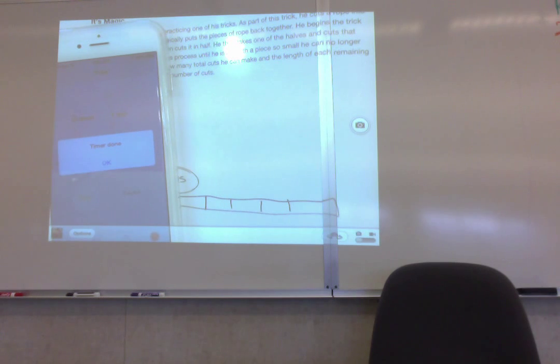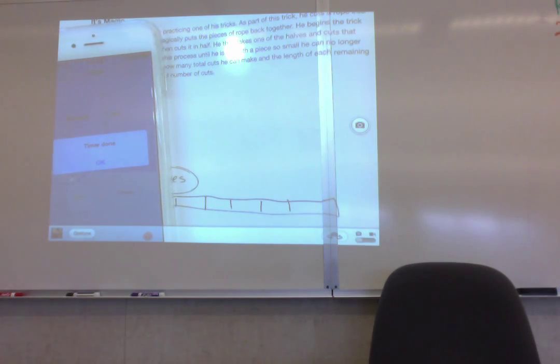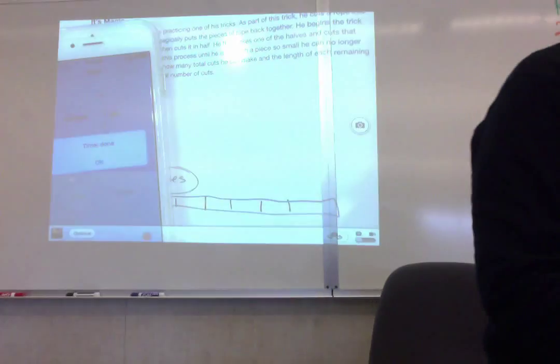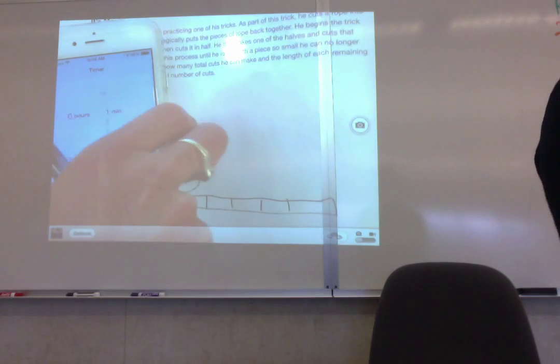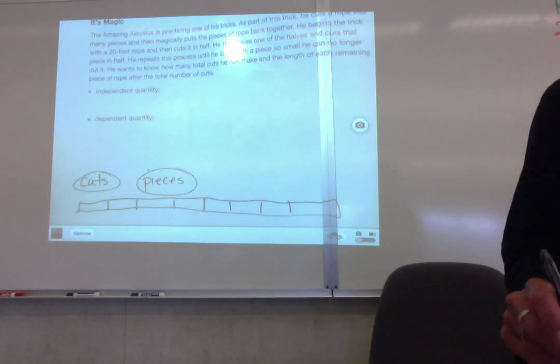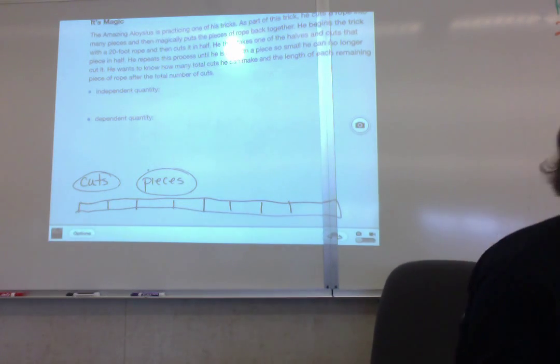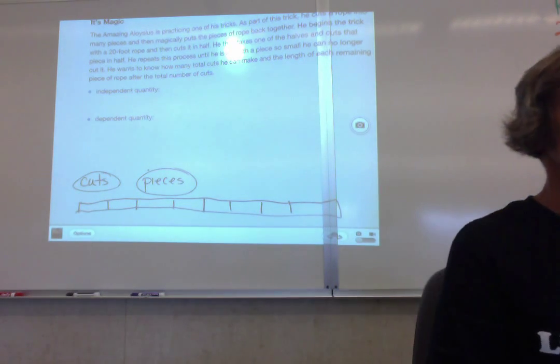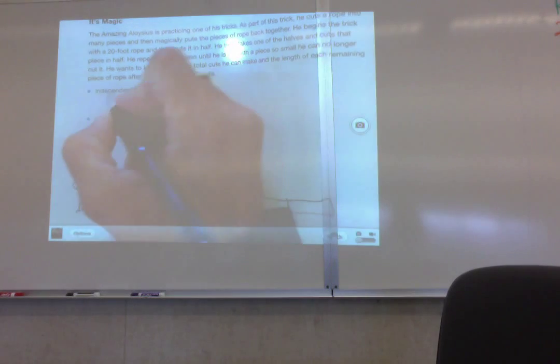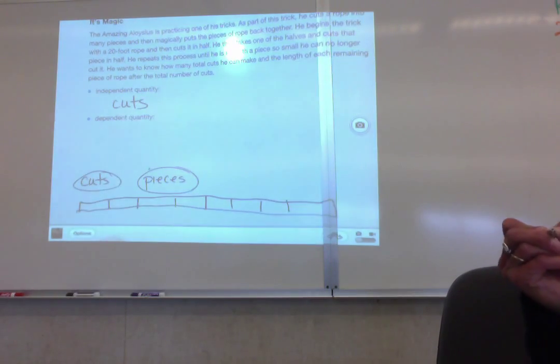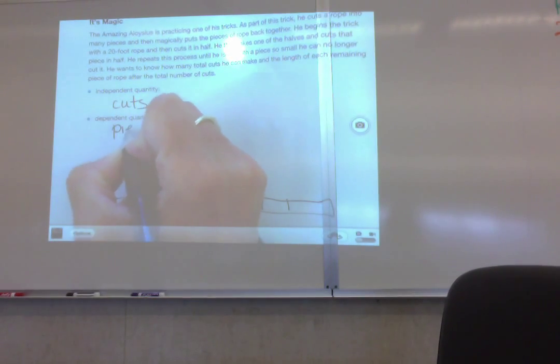When we were talking about it, you think for a second and you decide. Yeah, I'm sure we can find a better bell, huh? Okay. Who has an idea? Thank you, Christian. What do you got? The independent quantity is cuts, and dependent one is pieces. Do you agree with him?